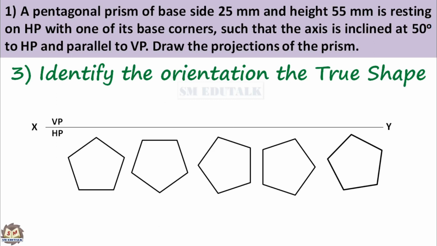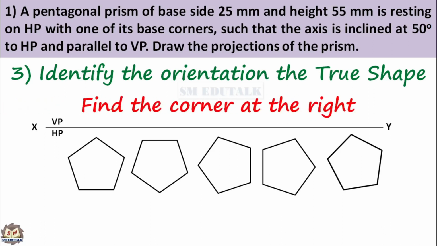If it is rotated in anti-clockwise direction, then the true shape's corner should be in left. Hence, the position of the true shape's corner should be decided based on the direction of rotation of the solid. We should rotate the solid in clockwise direction in all problems uniformly.